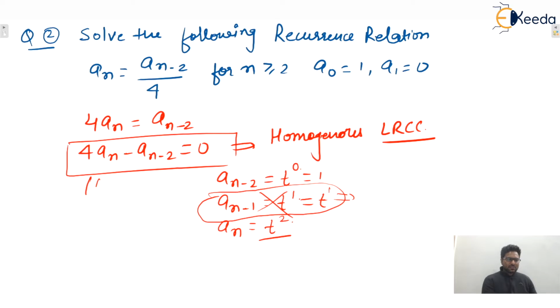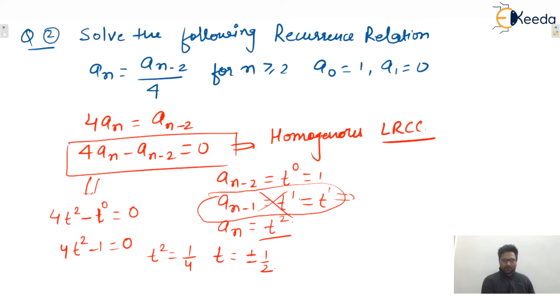So what will be the characteristic equation? It becomes 4t squared minus 1, since the t to the power 0 term is just 1, and that equals 0. So t squared equals 1/4, and t equals plus or minus 1/2. So two roots are there: the first is plus 1/2 and the second is minus 1/2. I hope this is clear to everyone.